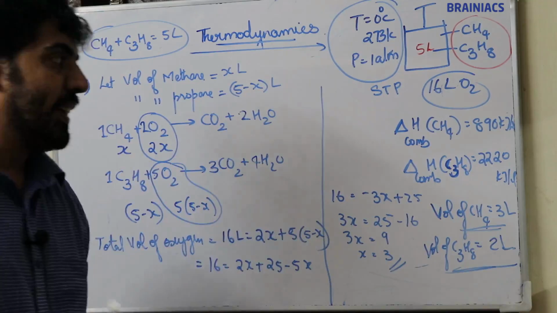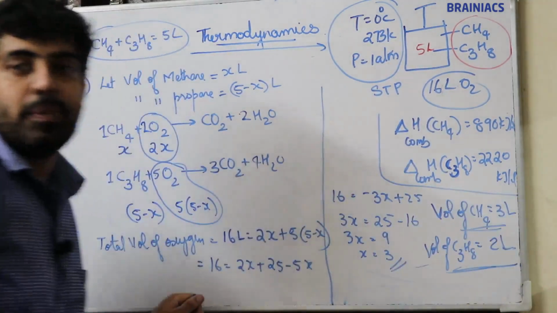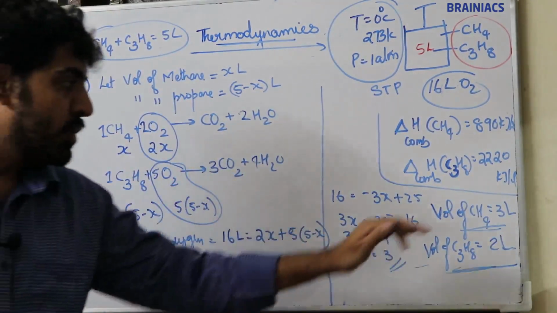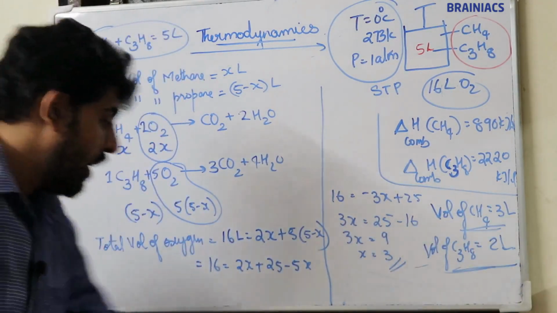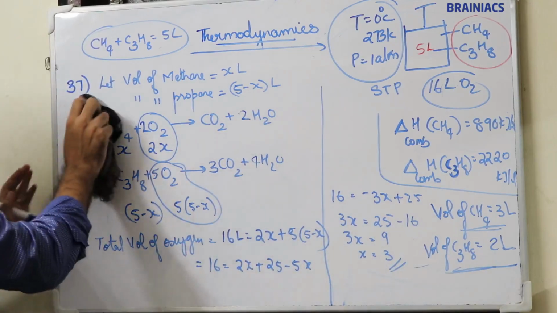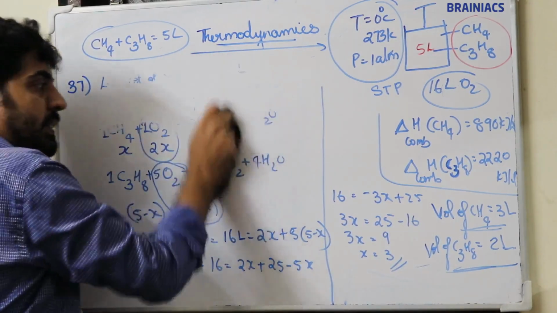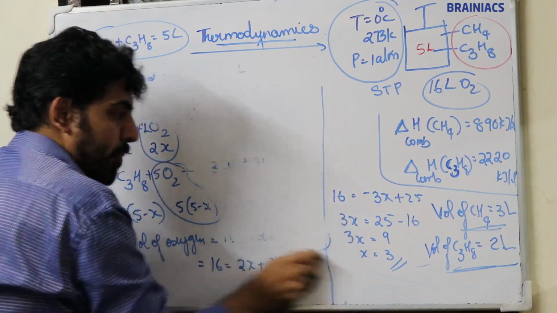Now I have to rub this side. Okay, so we got the volume of methane as 3 liters and the volume of propane as 2 liters. Now I'm rubbing this side.